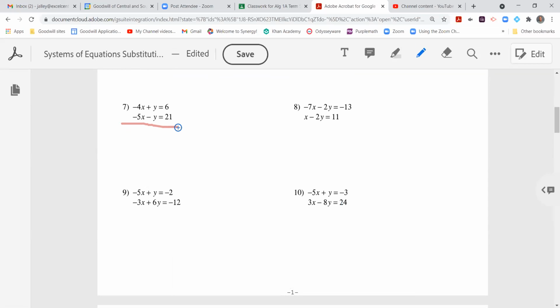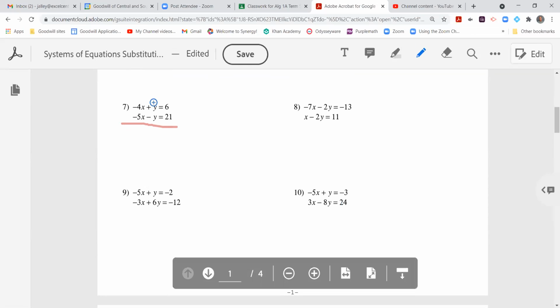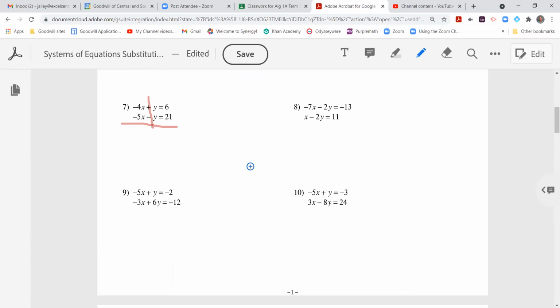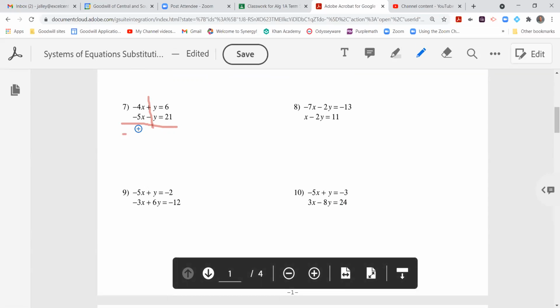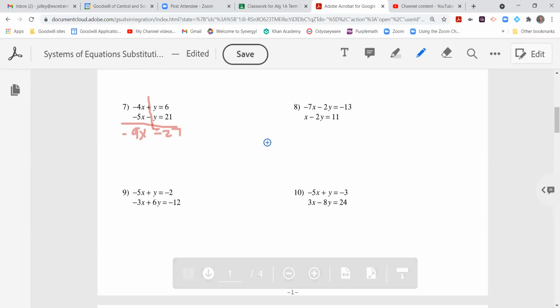You got to decide that for yourself, what you feel like is best for that situation. Because in number 7, the y's are already set up to cancel. So why not just do it? Just do the elimination, right? So you end up with -9x equals 27. Easy problem to solve at that point. And then you go do the same thing, figure out what x is, plug it back in, find y.